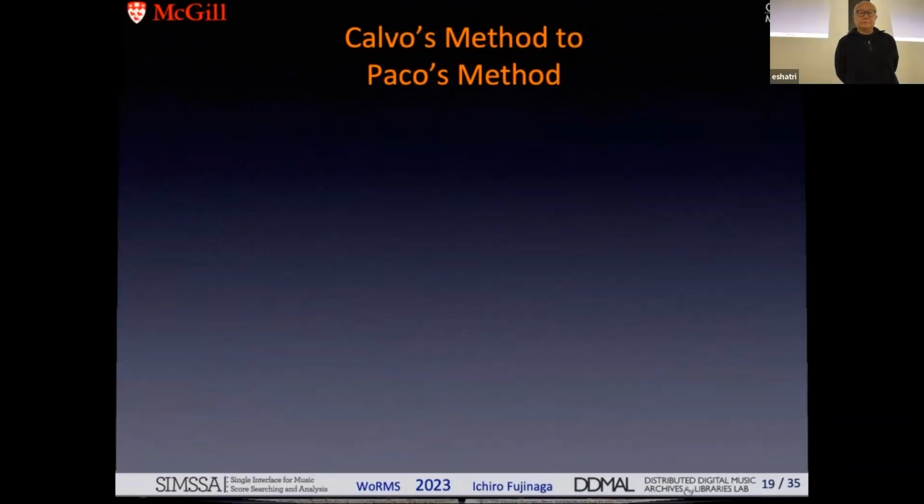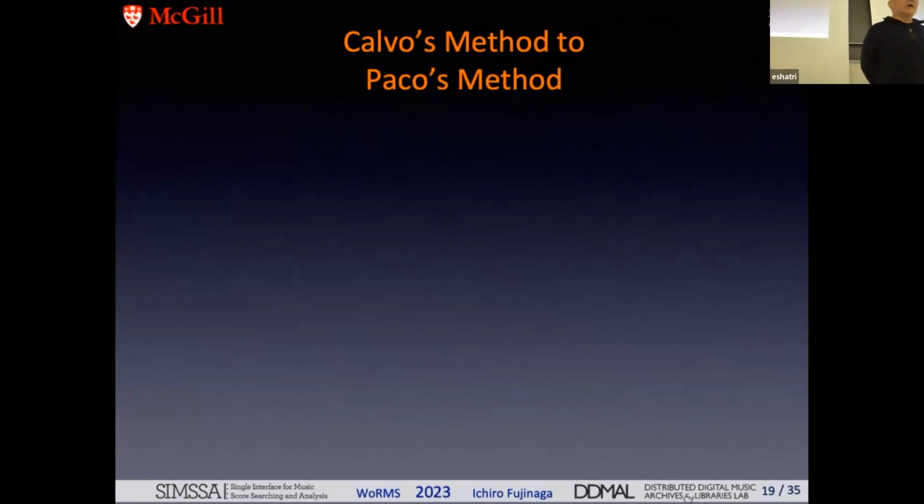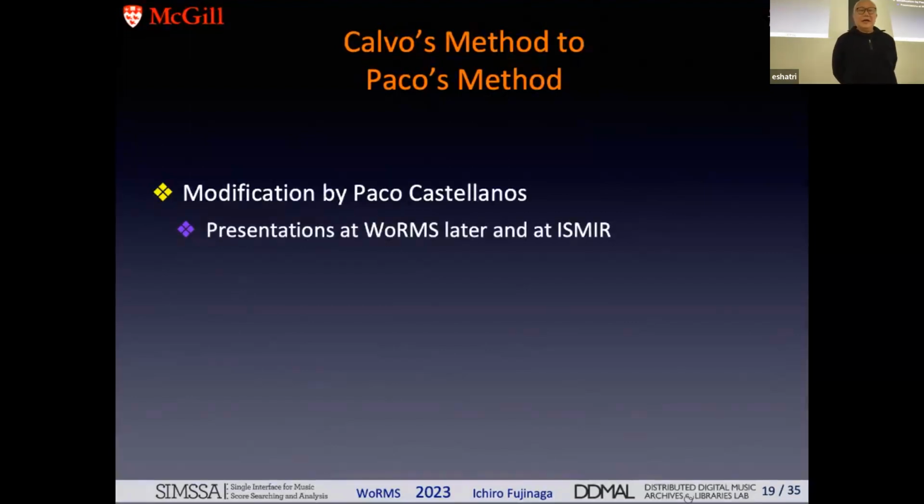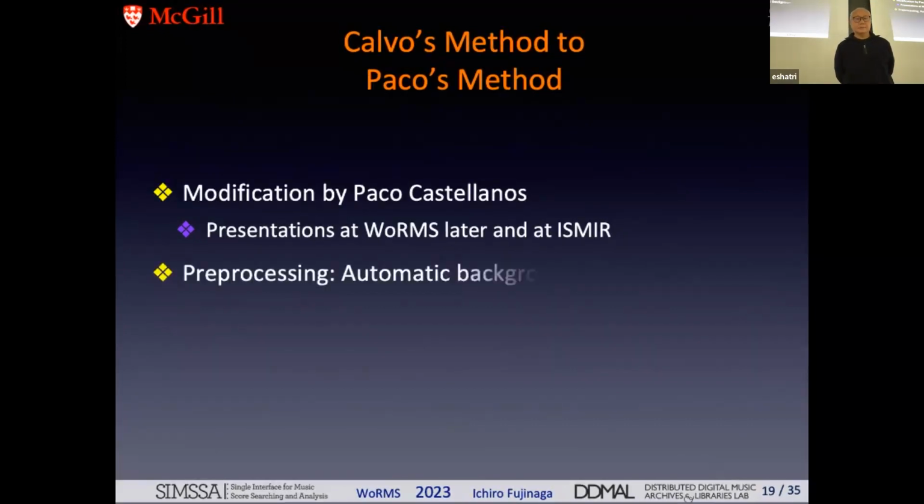Okay, but we had this problem with annotation. Even with this partial annotation, it took a little time. So we went from Calvo's method to Paco's method. It's made by Paco. And how he does this will be presented, I think in the last paper today. And he'll also present at Izmir next week. Yes. So the big thing was we decided to do the background separation before we do the layout.